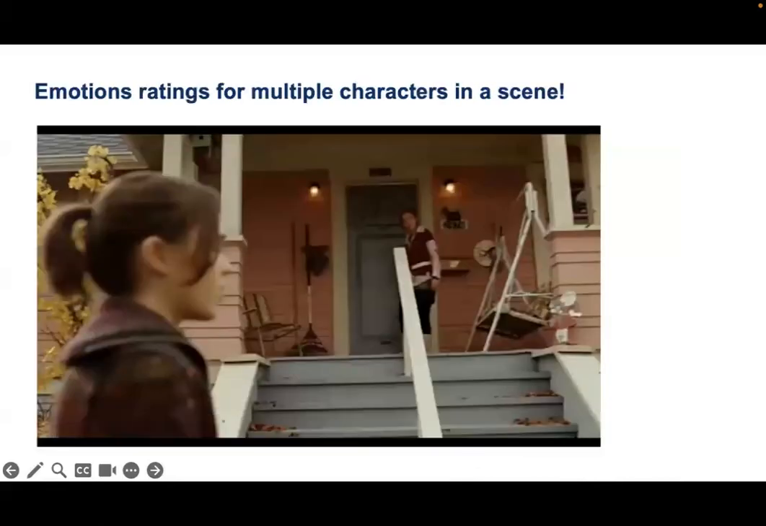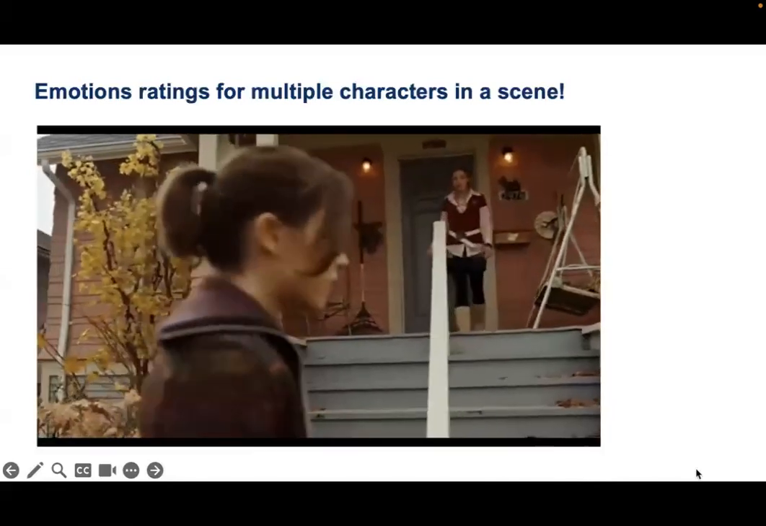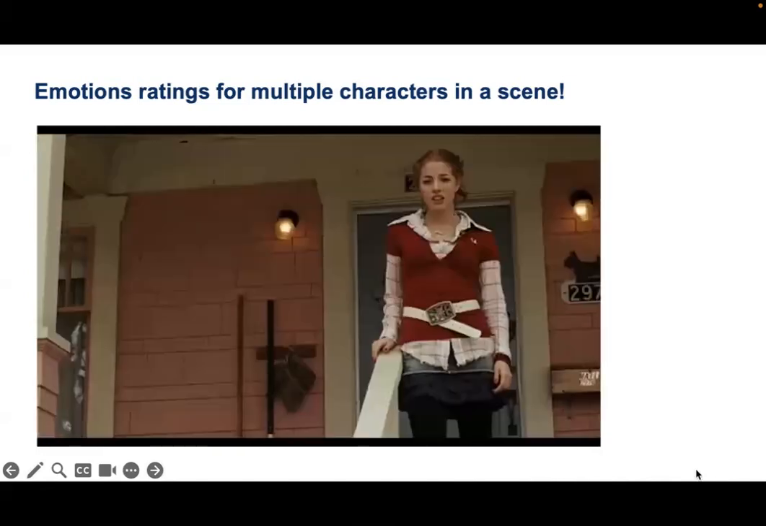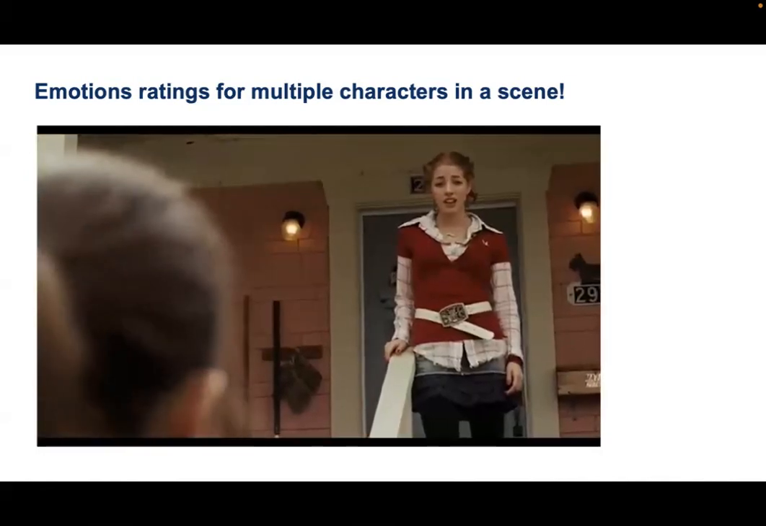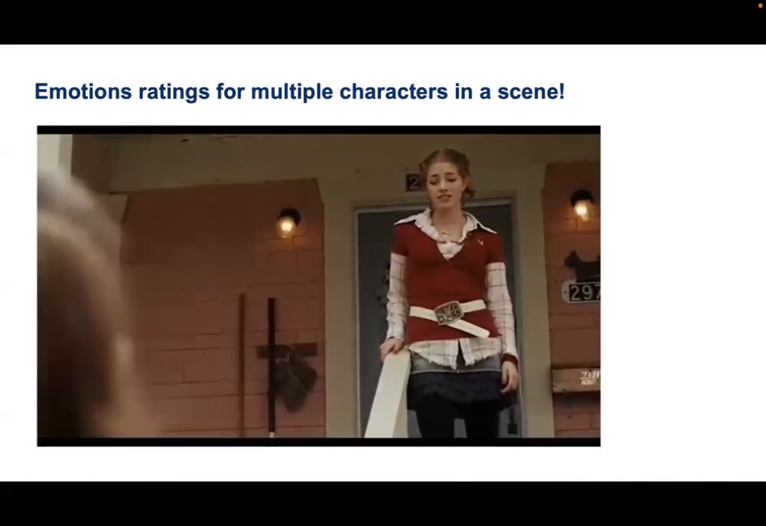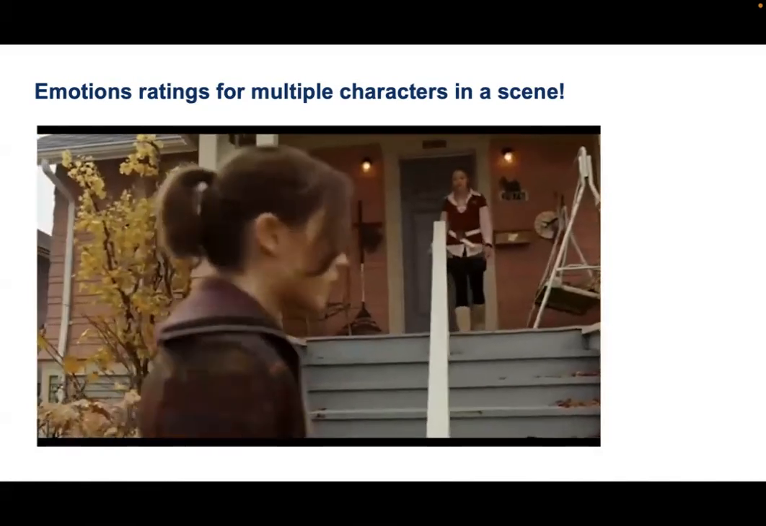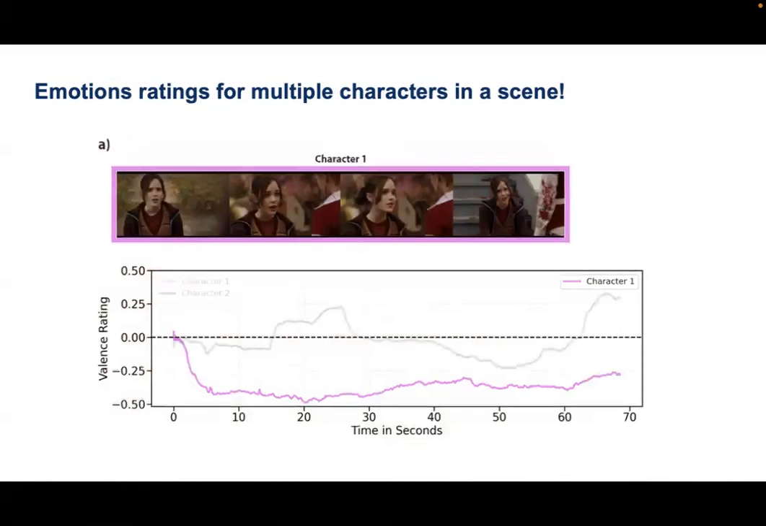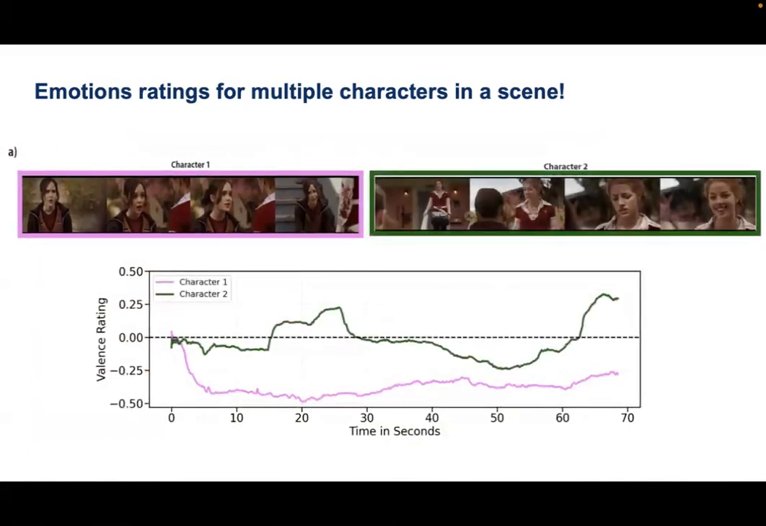The VEATIC dataset also has emotion ratings for multiple characters in a scene. When humans perceive emotion in the real world, they usually don't just track the emotion of a single person, but they also track the emotion of multiple people while they're having social interactions. Thus, the VEATIC dataset actually has ratings for one character in a scene and also another character in a scene. So computer vision models can be trained to accurately infer the emotion of different characters in the same scene.